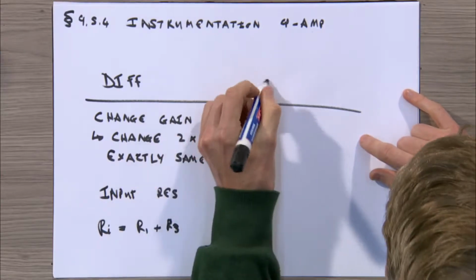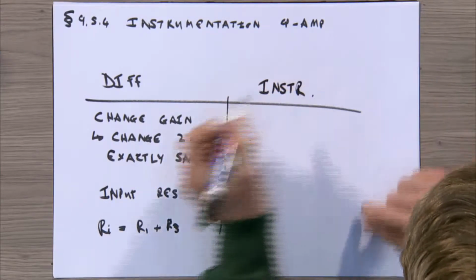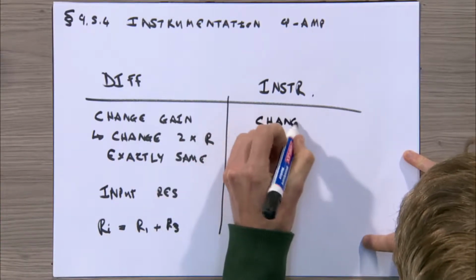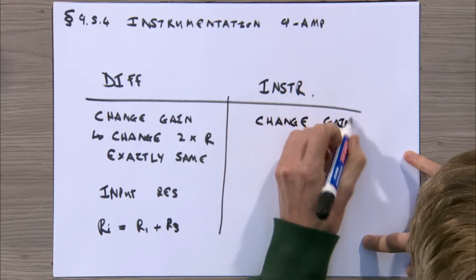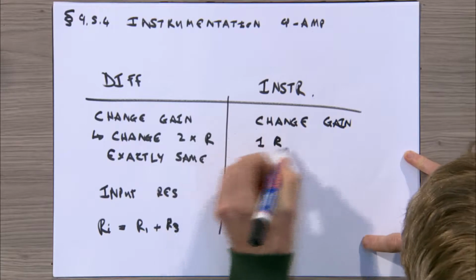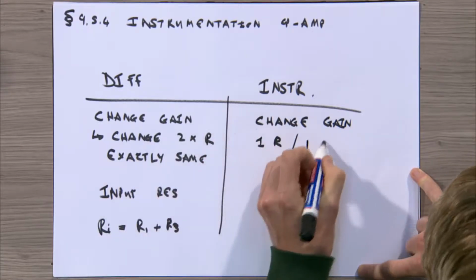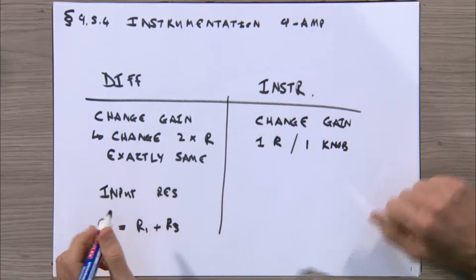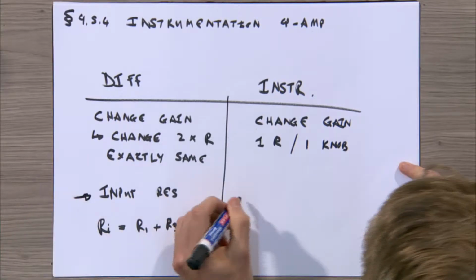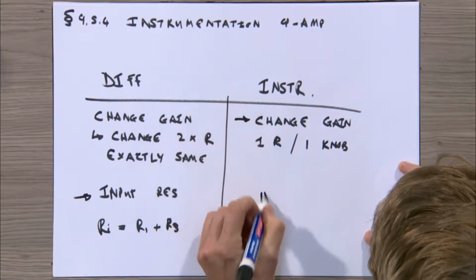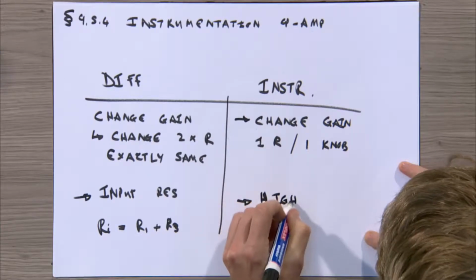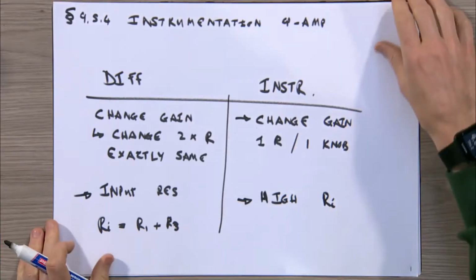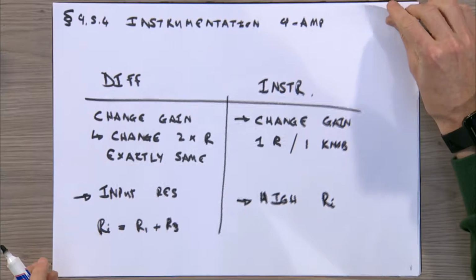Okay, so in the instrumentation op-amp, we can change the gain by just changing one resistor, or if we make it a potentiometer, just one knob. So it makes it much easier to change the gain dynamically. Also, we have a very high input resistance. Okay, so this sounds like magic. Let's see how we build the circuit to be able to obtain this.